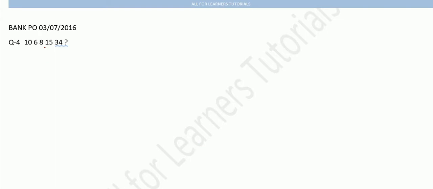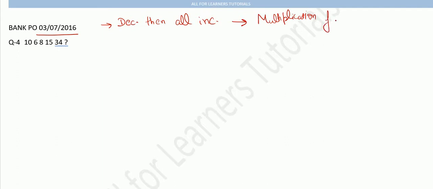Okay, first step, increasing or decreasing? This is decreasing, then increasing. What I said, this falls in the category of decreasing, then all increasing, right? So when this category comes, you have to directly check the multiplication factor, because in 90% of these types of series, the answer you will get from the multiplication factor only, right?